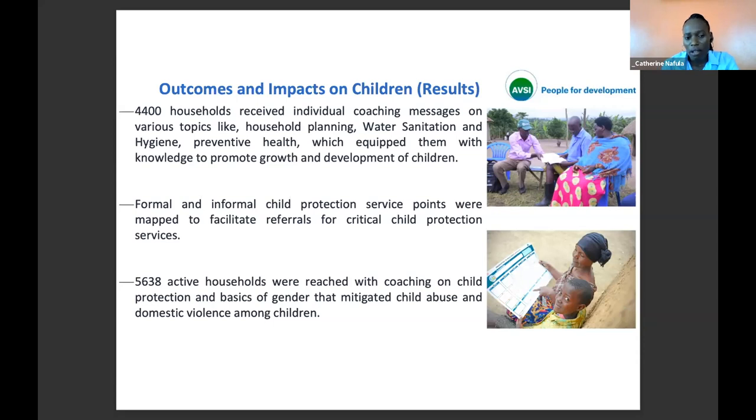Then we have 5,638 active households who were reached with coaching on child protection and basics of gender, and this mitigated child abuse and domestic violence among children. We found that because of this particular topic, cases of suicide really went down because the problem was being addressed right at the grassroots, which is the household.